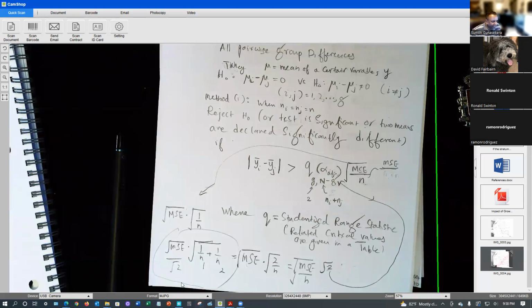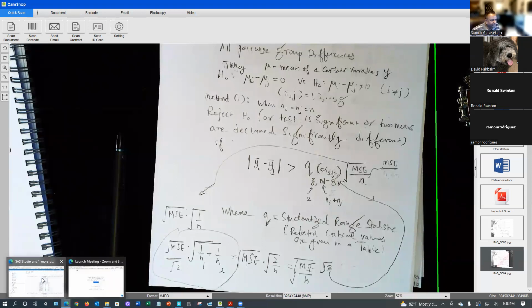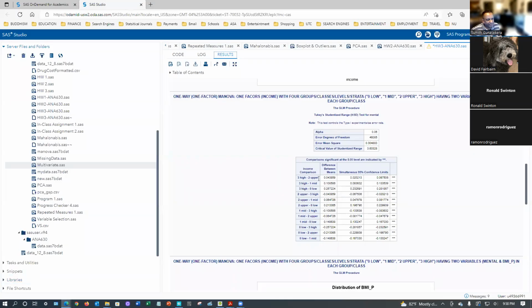Okay, let's go through everything and see whether 0 is contained or not. This is the comparison between level 2 and 3. See the confidence interval, lower bound, upper bound. Lower and upper bound do not contain 0. That's 0 outside, which means we reject H0. Significant. 1 and 3 significant. 0 and 3 significant. 2 and 3 significant.